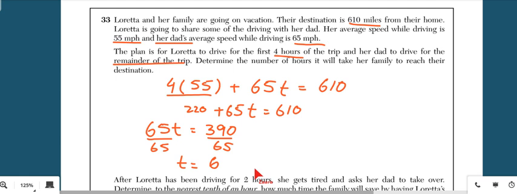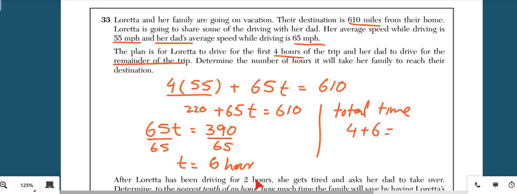The value of t will become 6. Clear? So her father will drive for 6 hours and she will drive for 4 hours. So the total time would be the sum of the both. So it is 4 plus 6, which is 10 hours. Is it clear?